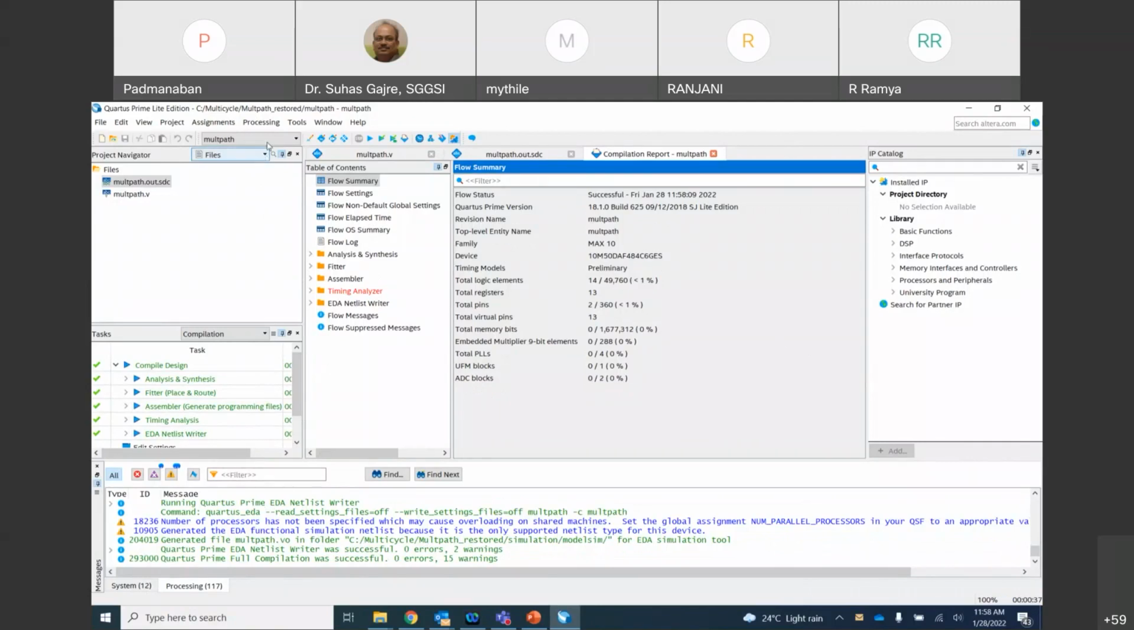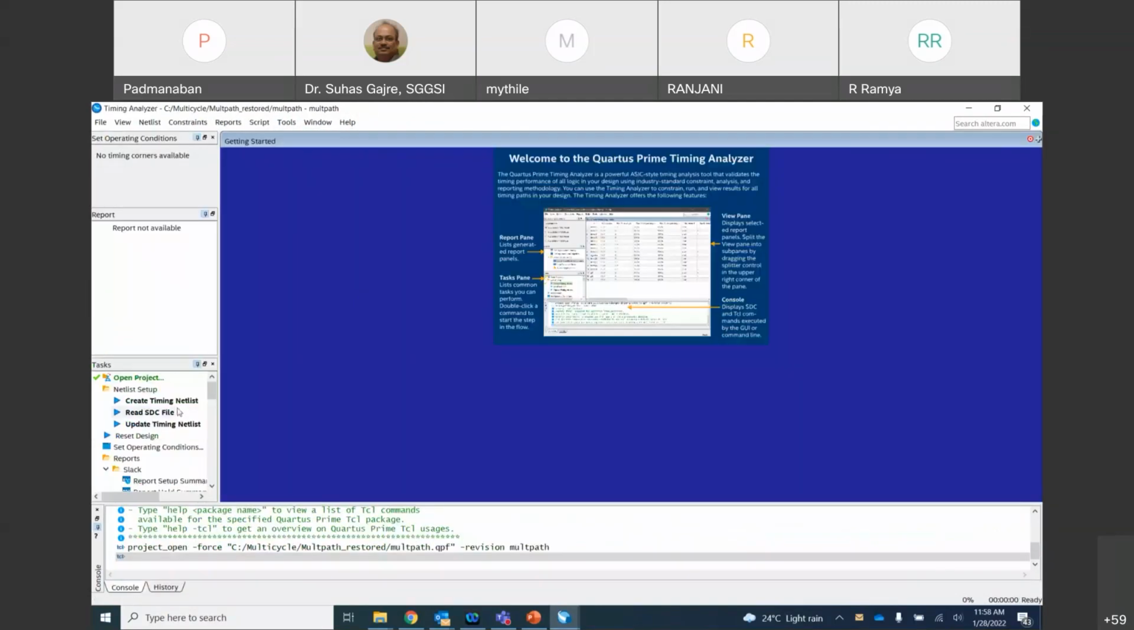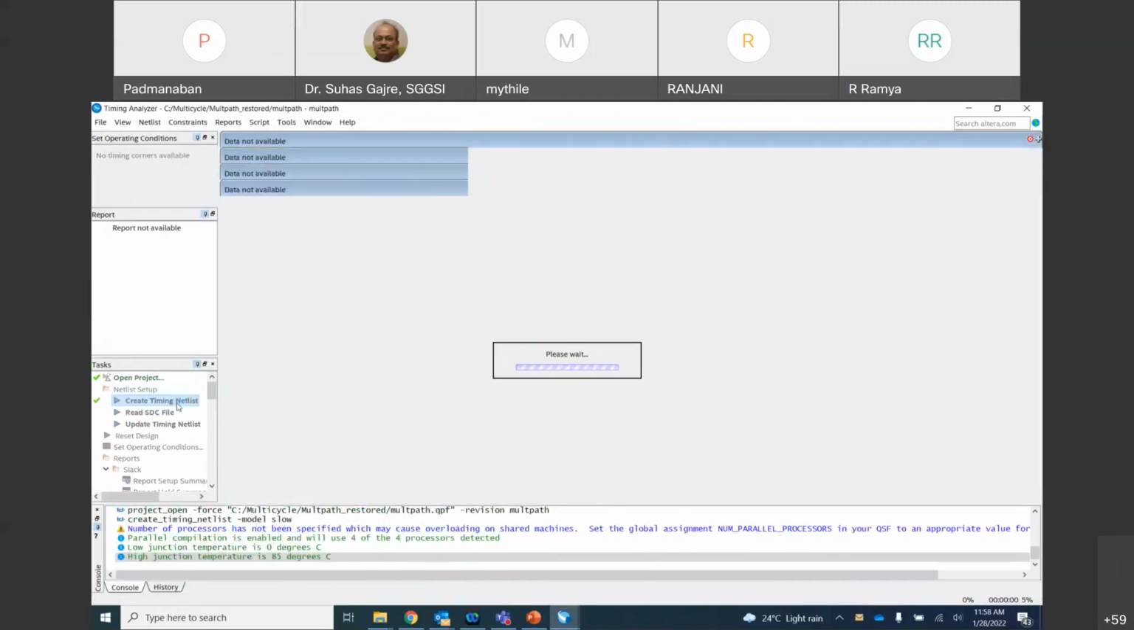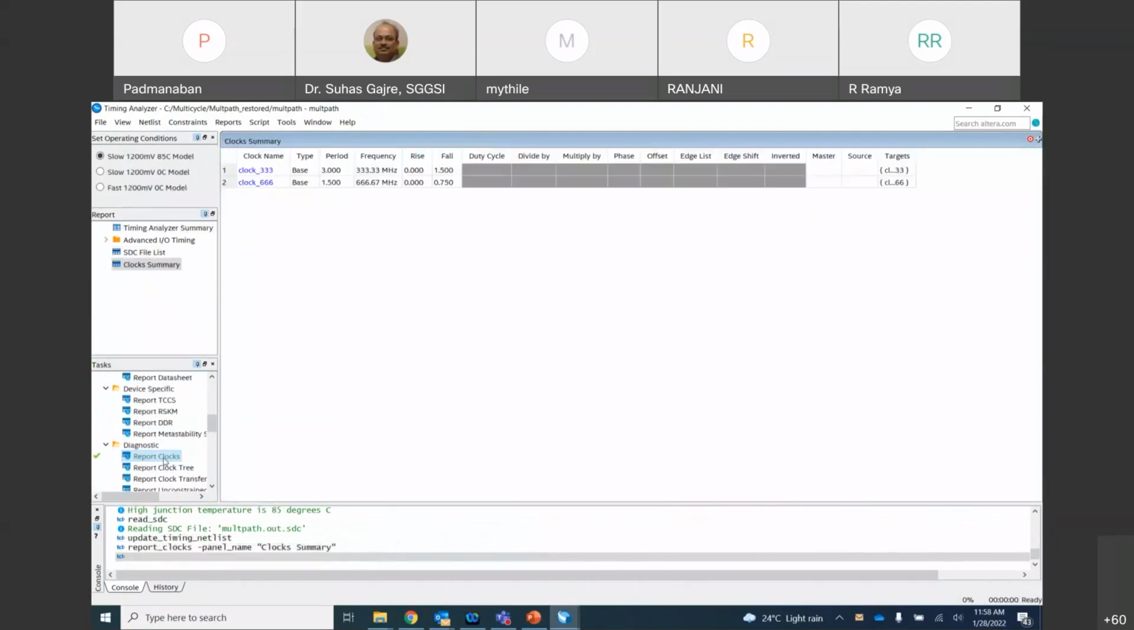So now you can go to the tools and then go to the timing analyzer and then say create timing netlist, and then here we can see report clocks, so that we will come to know how many clocks are there. There are two clocks here. One is the 333 megahertz clock. Other one is 666 megahertz. Both are available here.